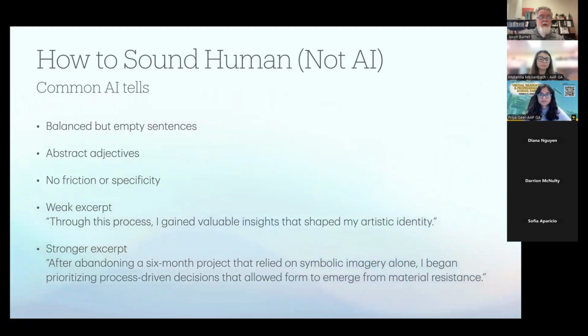I began prioritizing process-driven decisions that allowed form to emerge from material resistance. Process-driven is good. It's sophisticated, very contemporary language. But again, you could be more specific than that. What process-driven? Are you more physical and the processes of your physical handling of resistant material in your hand? Or is it process-driven that involves thinking?